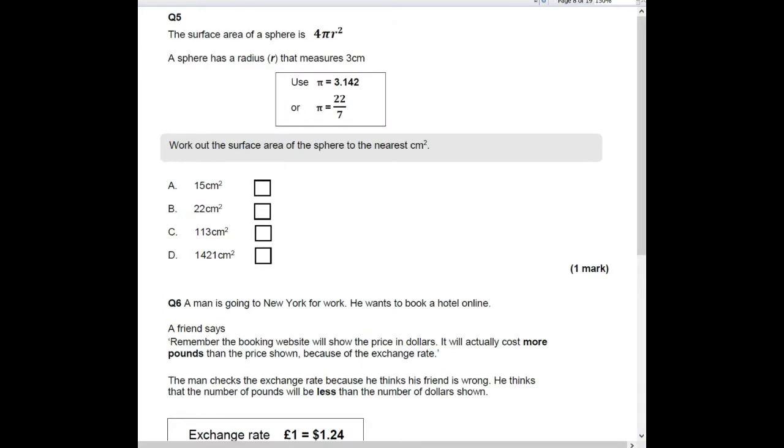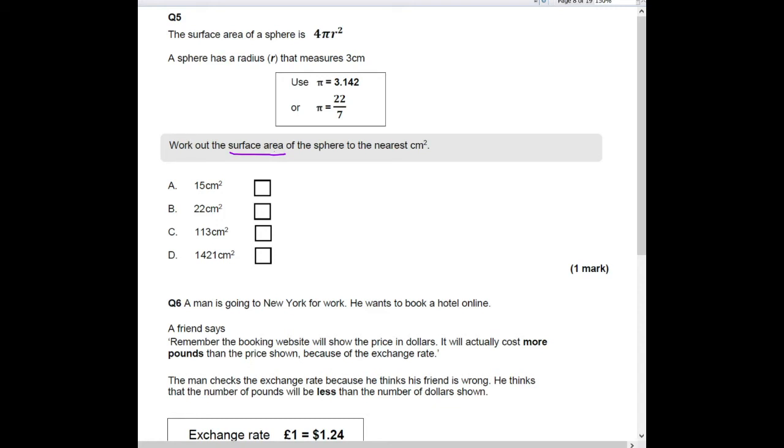Question 5. The surface area of a sphere is 4 pi r squared. A sphere has a radius that measures 3 centimeters. Use pi equals 3.142 or pi equals 22/7. Work out the surface area of the sphere to the nearest centimetre squared.